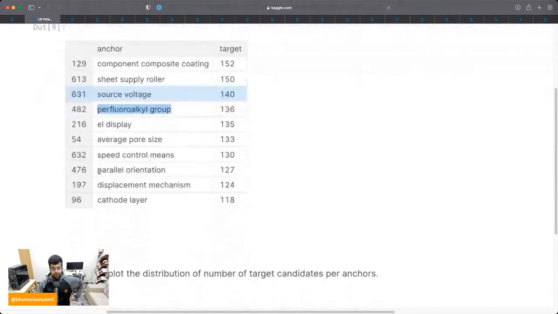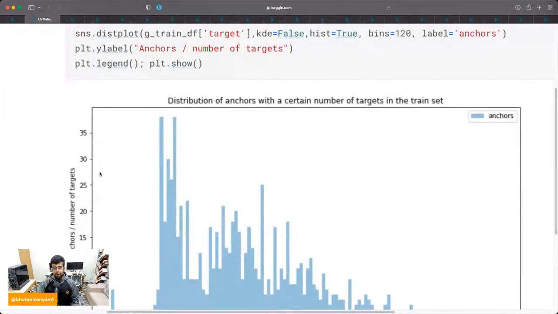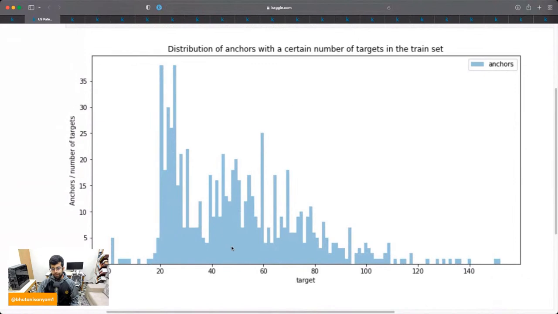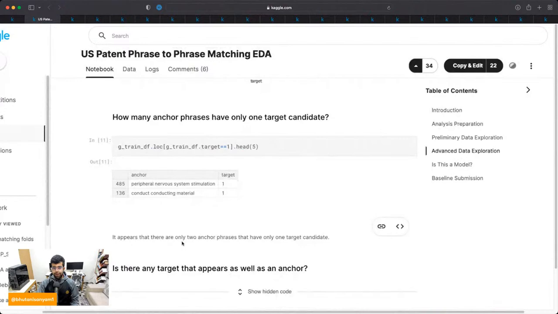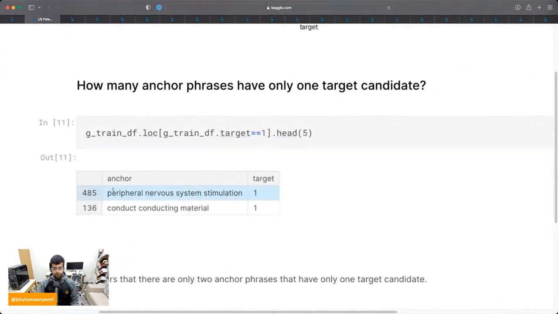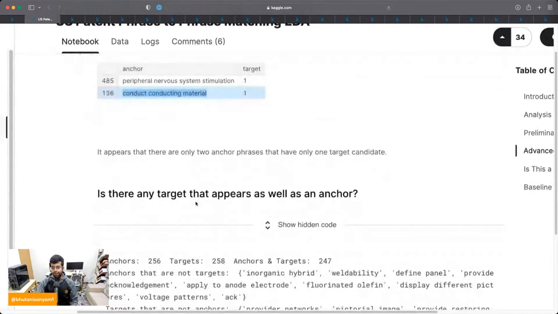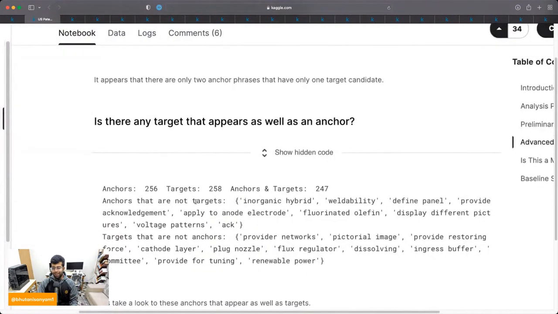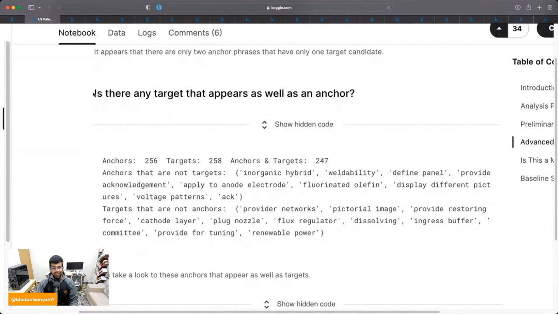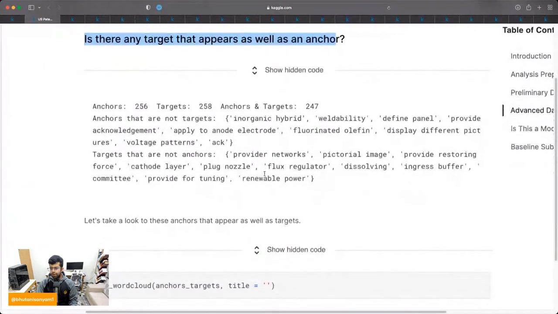You have all of these anchors, and then he plots the distribution of anchors with a certain number of targets. You also have the anchor phrases that only have one target. This looks like biology to me, and I would imagine this is either from physics or electricity. As you can see, these are the phrases you are working with, and as a human, you probably won't be able to manually label these. Is there any target that appears as an anchor as well? I think the answer was no to this.